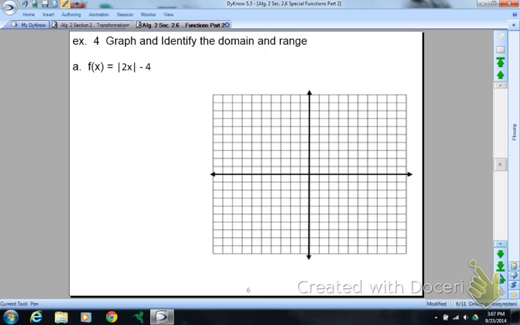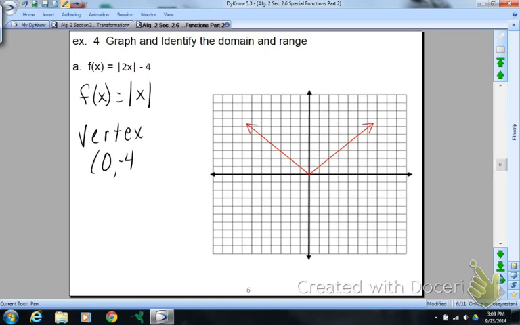Okay, f of x is equal to absolute value of 2x minus 4. The parent function is f of x is equal to absolute value of x. That is a V shape that goes through the origin. It looks like this. So this is the parent function, the absolute value of x. Remember, when we add or subtract something to the end, that shifts it up or down. So that minus 4 means we are shifting it down. It's going down how many places? 4. So now the vertex is at what point? 0, negative 4. So we slide it down.